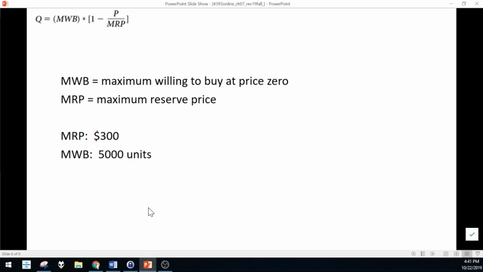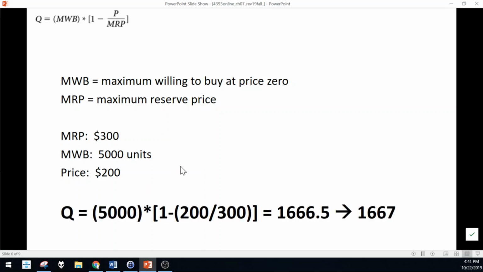So we can plug both of those numbers in, given a price, and that will give us a quantity demanded. Let's say our price is $200. Quantity demanded ends up being 1,667. So you want to make sure that you round this number to the nearest whole number. If it's 0.5 or above, go up. If it's 0.4 or below, go down. So in this particular situation, with a maximum willing to buy of 5,000 and a maximum reservation price of $300, at the price of $200, this will be your rough quantity demanded.